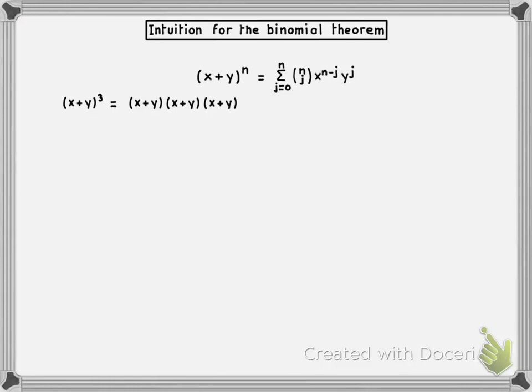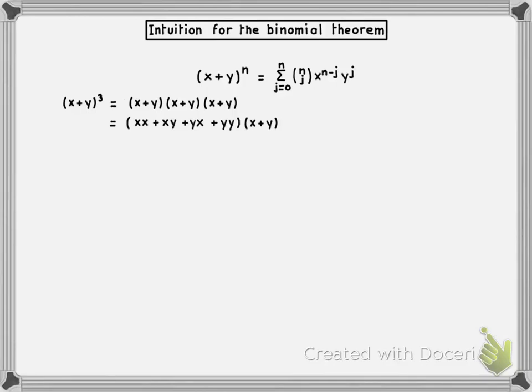So first we're going to go from left to right and multiply the first two terms. Here we're going to get x times x plus x times y plus y times x plus y times y, and all of that must be multiplied by x plus y. Now again, we're going to perform the full multiplication of this first term by x plus y.